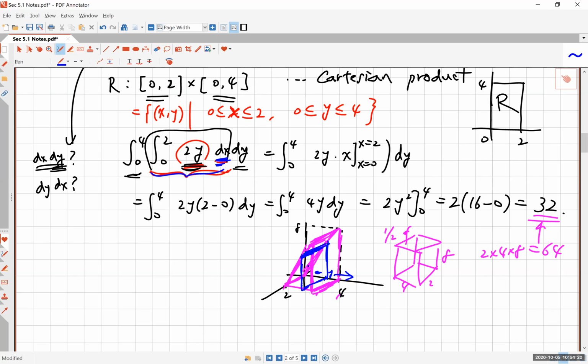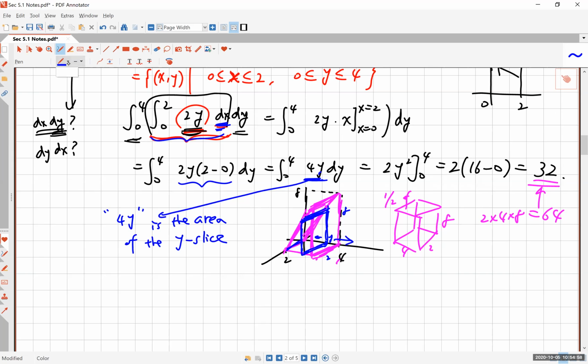And so what you found here for y, after you did the inside integral, represents the area of this slice for this particular y. If y is 0, the slice is 0. Okay, if y is 4, the slice is 16. That would be 2 by 8, right? This is 8, this is 2. So that 4y represents, let me just write this down, 4y, this thing here, is the area of the y slice when you cut it this way. All right, so keep this in mind.